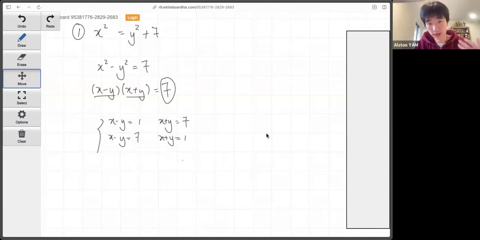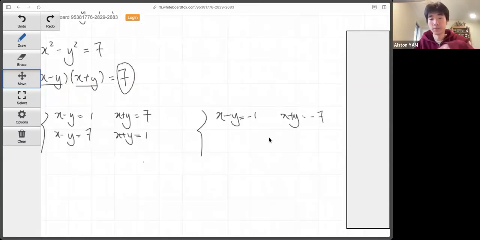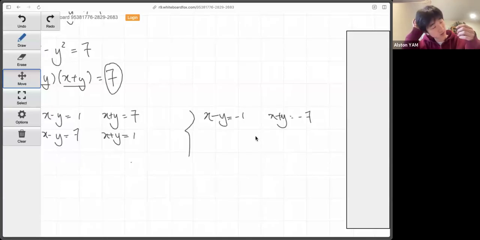And then obviously we also have the negative cases, because they can be negatives as well. So we also have another solution set, which is x minus y is -1 and x plus y is -7. This will also work, and obviously the other one, x minus y is -7 and x plus y is -1. So I'll just write that.